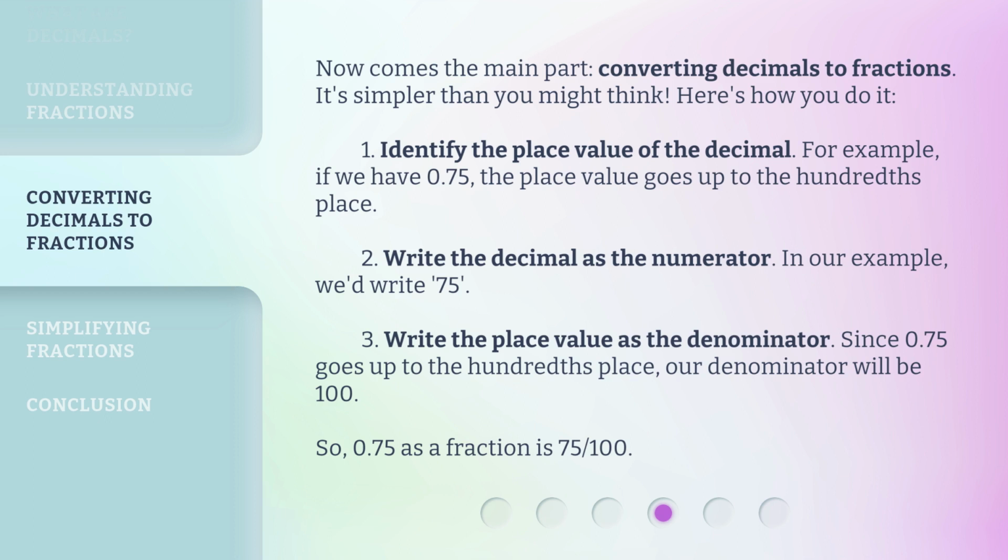2. Write the decimal as the numerator. In our example, we'd write 75. 3. Write the place value as the denominator. Since 0.75 goes up to the hundredths place, our denominator will be 100. So, 0.75 as a fraction is 75/100ths.